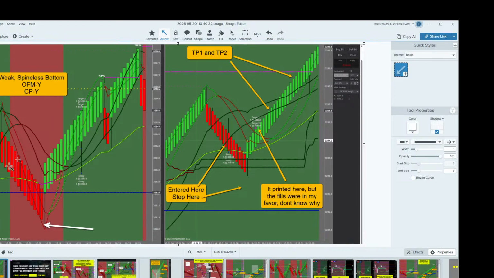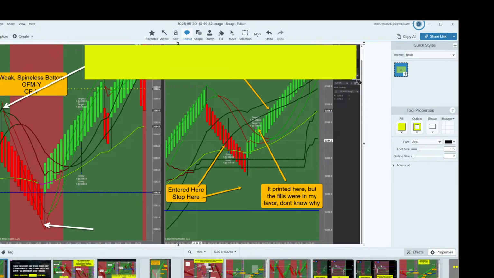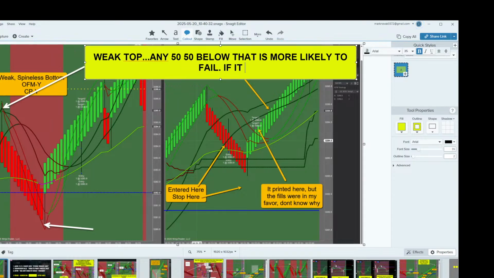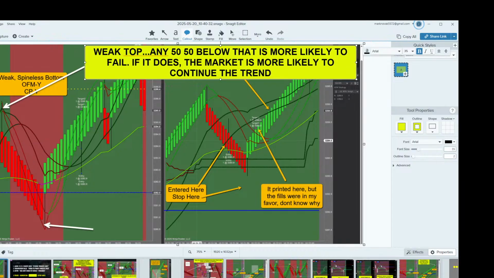So, Better Dad, are you with me in here? We're going to rewind. Before it was a weak bottom, it was a weak top. Any 50-50 below that is more likely to fail. If it does, the market is more likely to continue the trend up after failure.